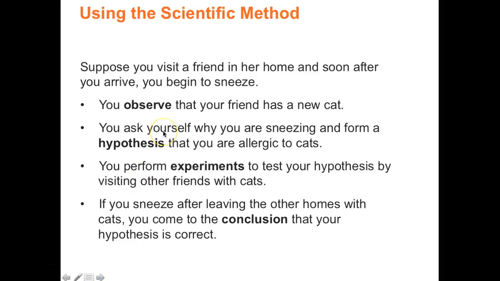All right, so the scientific method can be applied to anything. It can be applied to something like baking cookies, or here in this example, it's being applied to why you might be suffering an allergic reaction every time you visit your friend who's got a new cat. And so the hypothesis that you would draw from this is that you're allergic to cats, their hair and dander. But then you'll have to make sure that your hypothesis is correct, so as not to jump to conclusions.